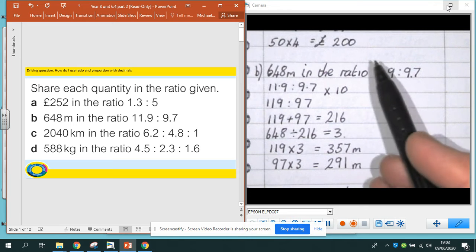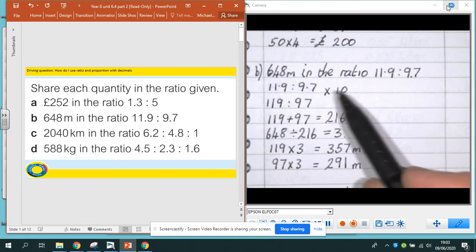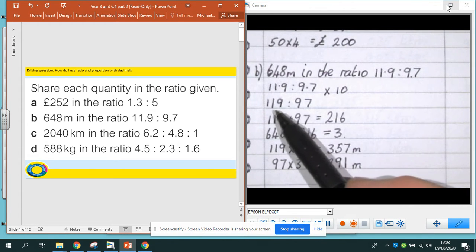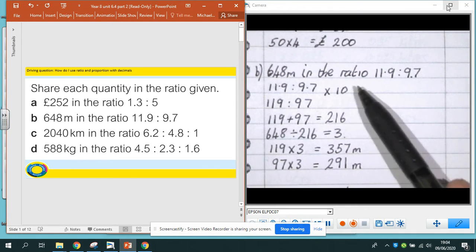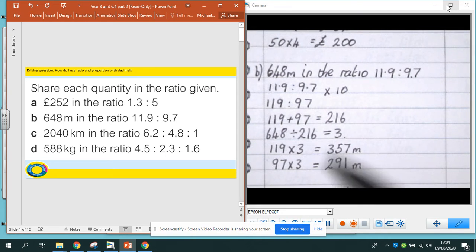Exactly the same, 11.9 to 9.7. Multiply them both by 10 again to give me 119 to 97. Add them together, I get 216. 648 divided by 216 is 3, so 119 times 3 is 357. 97 times 3 is 291. So these are working out really, really nicely. It's always nice to see the numbers working out as easily as this. It gives you a little bit of confidence that you're moving in the right direction.